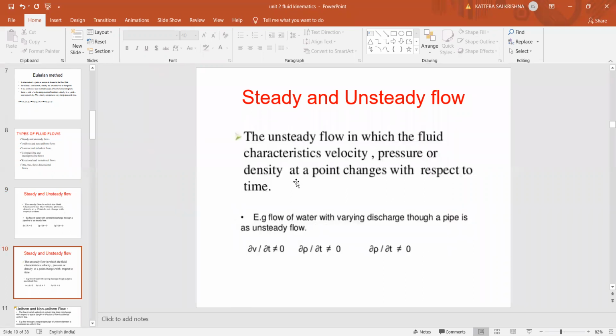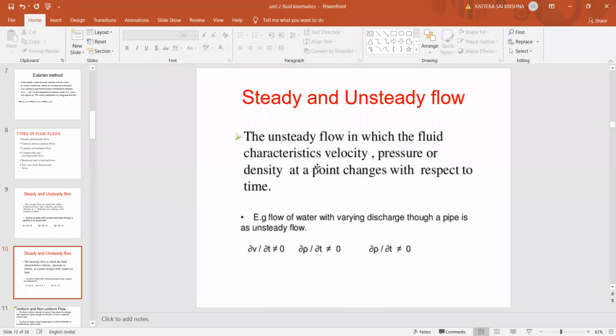Similarly, if you go for unsteady flow, what happens? All these 3 characteristics will change with respect to time. The unsteady flow is one in which the fluid characteristics like velocity, pressure, density at a point change with respect to time. Velocity will change with respect to time, pressure will change, and density may change as well. For example, the flow of water with varying discharge through a pipe is an unsteady flow. Since the discharge is varying, the velocity will change, pressure will change. Sometimes density may change, depending upon the type of fluid we use, right?